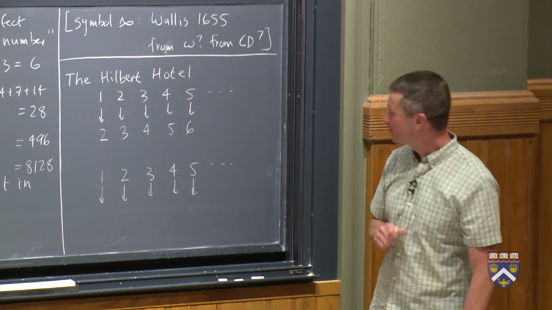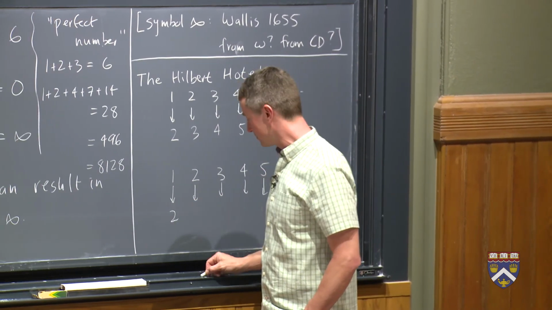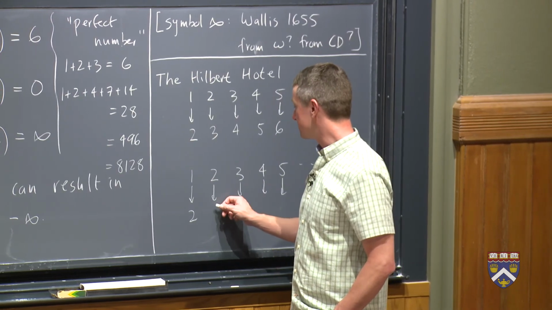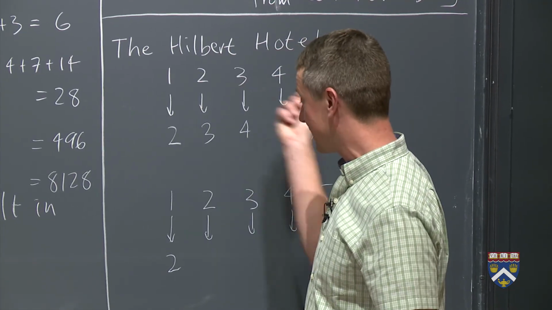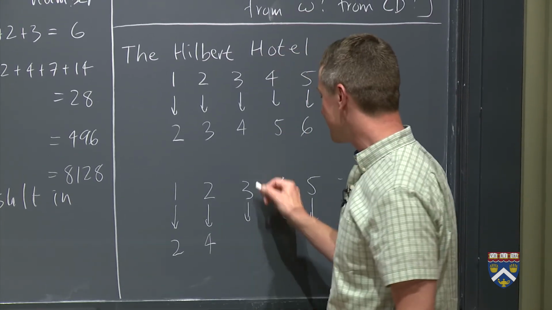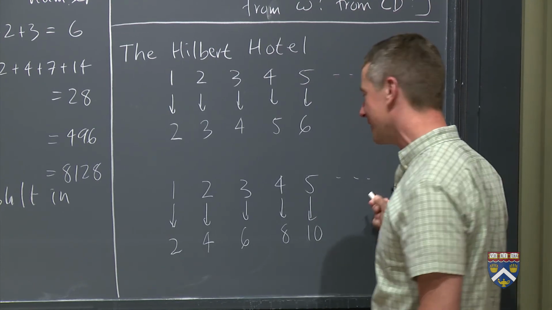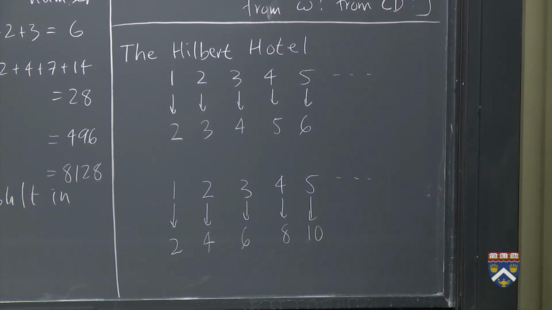Here's the way to do it. The person in room 1 moves to room 2. The person in room 2, we can't have them move to room 3, right? That's not going to work. The person in room 2 moves to room 4. The person in 3 moves to room 6, 4 to 8, 5 to 10. In other words, everybody moves to twice the room that he or she is currently in.